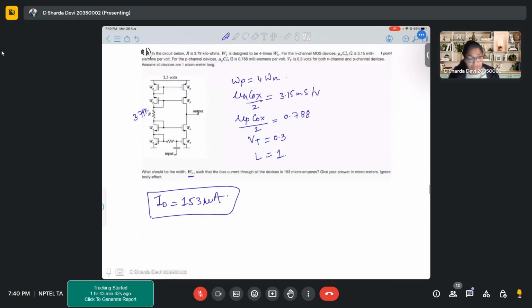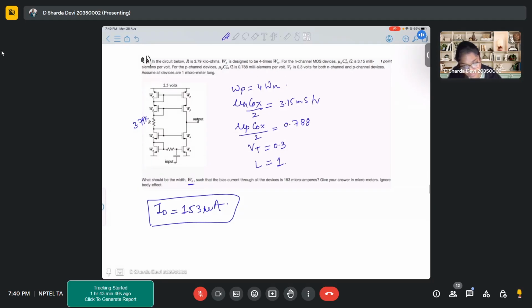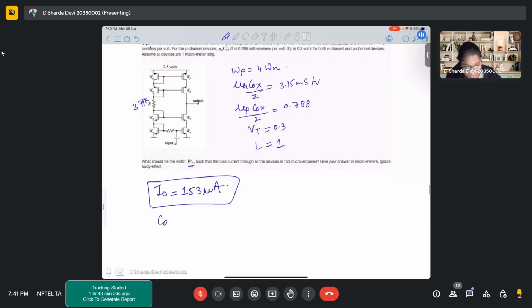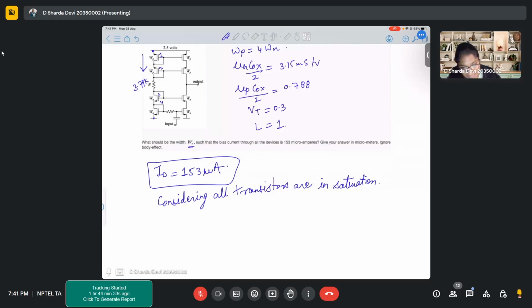Yeah, let's go ahead. So in this particular question, these are the givens. It is given that the current flowing through the transistors is 153 microamperes. For this particular current, we have to find Wn. Now, considering all transistors are in saturation first. So all transistors are in saturation. That is the first priority. Secondly, the current flowing from VDD to ground will remain constant, right? So all the transistors will share the same current. So if it is transistor 1, 2, 3, 4, all these transistors will carry the same current, that is 153 microamperes.